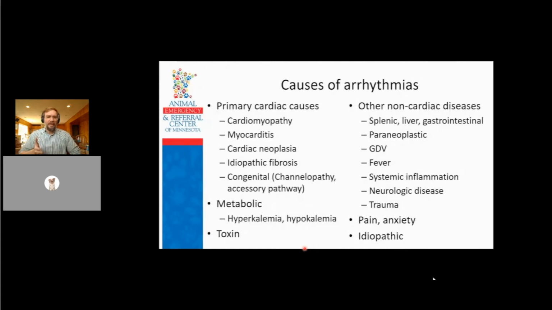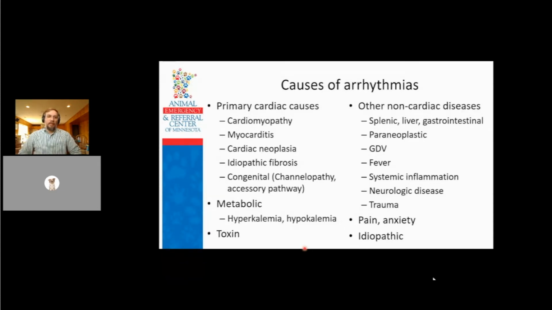But besides the heart, there's many non-heart causes as well. So metabolic issues with electrolyte abnormalities, toxins, drugs, and then really anything. Like I think about things in the belly, so splenic, liver, GI disease, tumors, paraneoplastic, very common with GDVs, fever, systemic inflammation, brain disease, trauma, even just pain or anxiety.